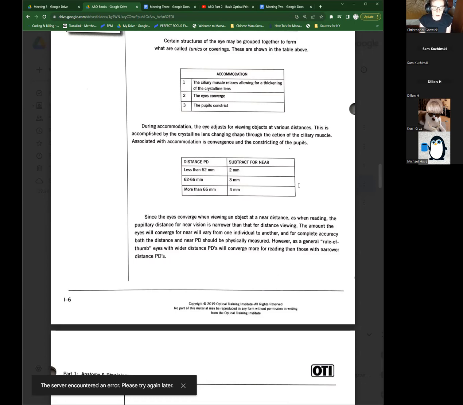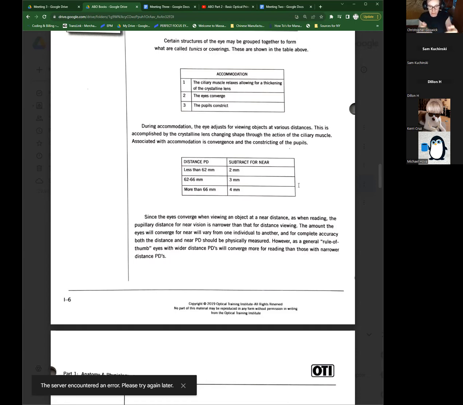When you use the pupillometer, you're typically taking the distance PD, when they're looking out to infinity. But they gave you a little formula for how to figure out their near PD. The reason for that is that when someone is reading or looking at a computer, their eyes naturally go into a more eso posture, right?